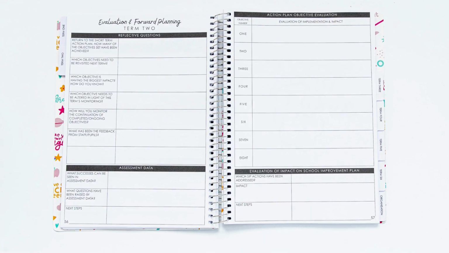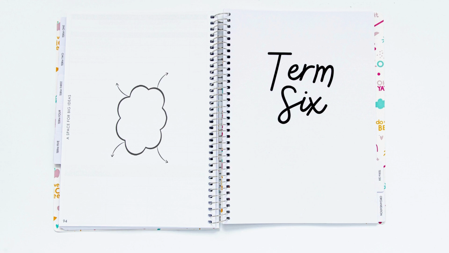We end each term with evaluation and planning. We started this with some reflective questions before moving into looking at assessment data. On the opposite page, there's room to reflect on your short-term action plan, an evaluation of its implementation and impact, and then finally an evaluation of the impact on the school improvement plan. The final page of each term is a mind map, so you can jot down your ideas for the term ahead.